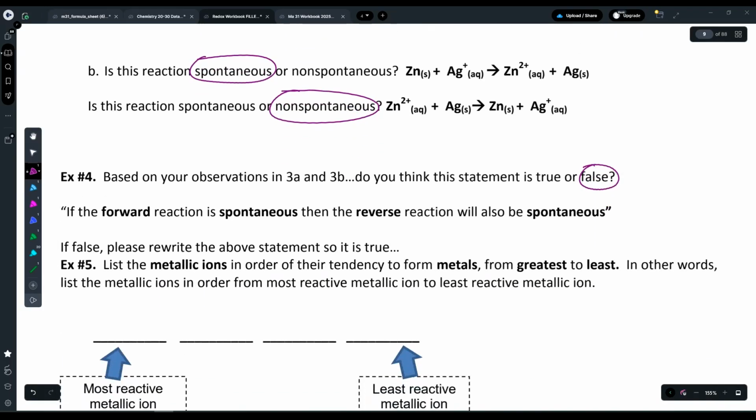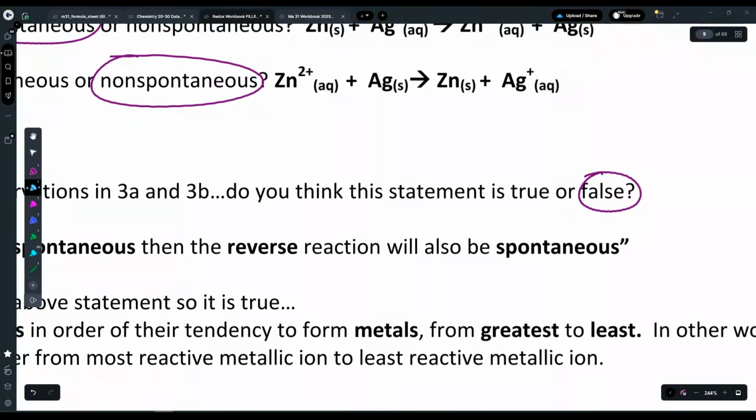All right, so if false, we need to make it so that it is true. So the reverse reaction will be non-spontaneous. So that's how we would make this true.